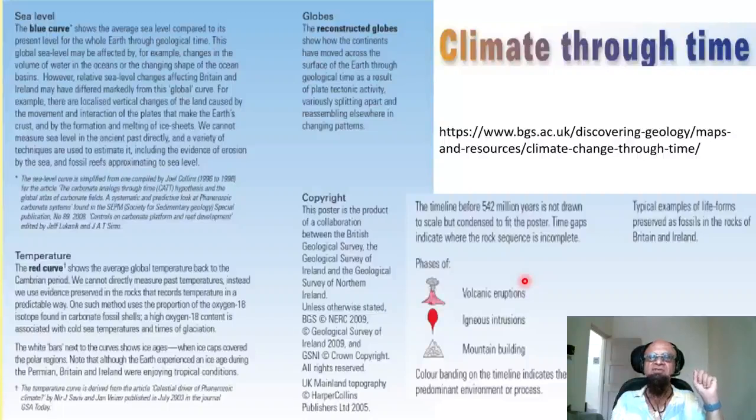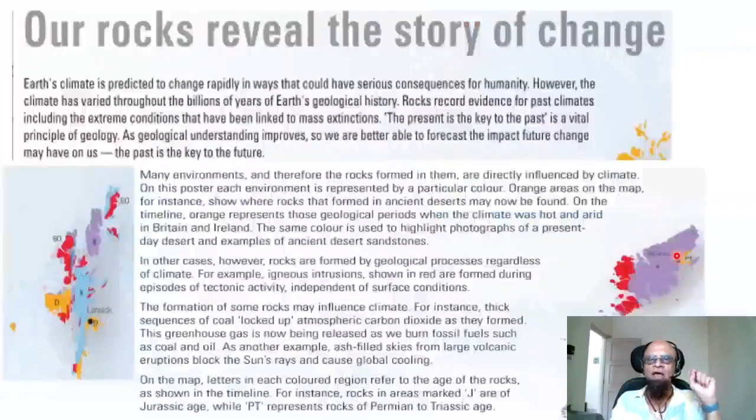So the rocks have a very nice story to tell about the past history of Earth, its climate and so on. Phases, we look at volcanic eruption and igneous intrusions and mountain building, and the color banding of the timeline indicates the predominant environment or process like this. And typical examples of life forms preserved as fossils in the rocks of Britain and Ireland. Why? Because they are the ones providing us this information.